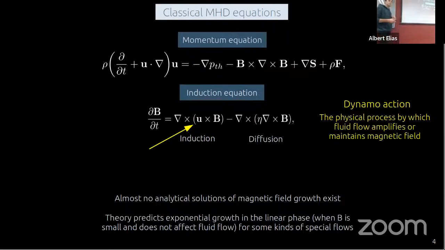The thing is that these equations I showed you have almost no analytical solutions. But what theory predicts is that when you have some kind of flow that indeed makes a magnetic field grow, this growth will be exponential during the linear phase, which is the phase where the magnetic field is small enough for this term not to influence. So even though there are no analytical solutions, there are some anti-dynamo theorems.